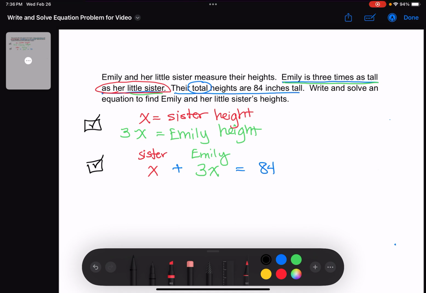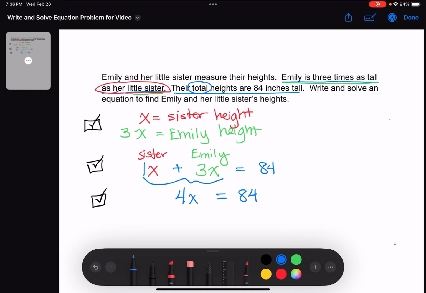Now on to the third thing, solving it. In order to solve this equation, we must simplify the equation first. We must put together the x and the 3x. Remember, there's an invisible 1 in front of the x. So we can add those together because they are like terms. They have the same variable, which becomes 4x. 4x equals 84. We're almost done.